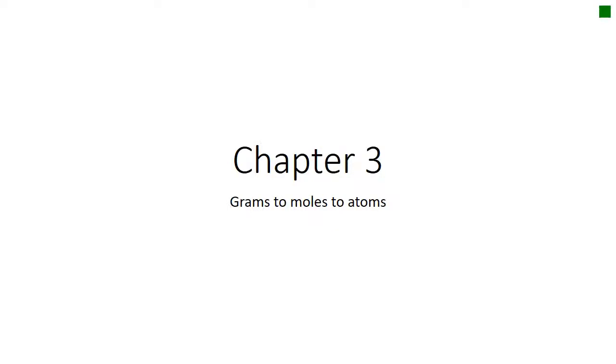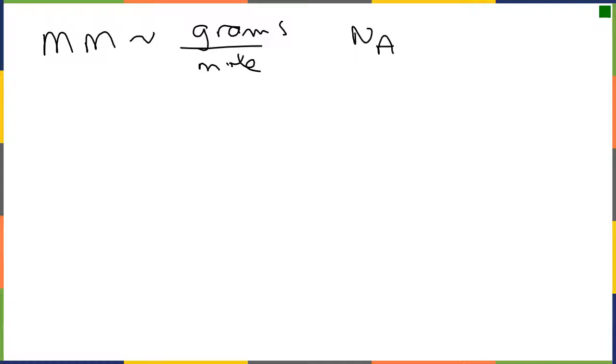All right, let's continue in chapter 3 and look at going from grams to moles and then moles along to atoms. In order to convert between grams, moles, and atoms, we need to remember a few things. One, molar mass always has units of grams per mole, and we know that Avogadro's number always has units of something per mole, and that something could be atoms or molecules or whatever. This is 6.022 times 10 to the 23rd per mole.